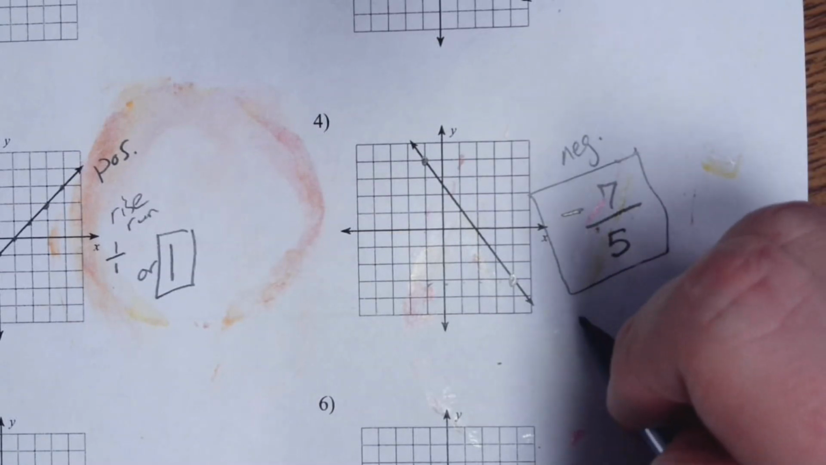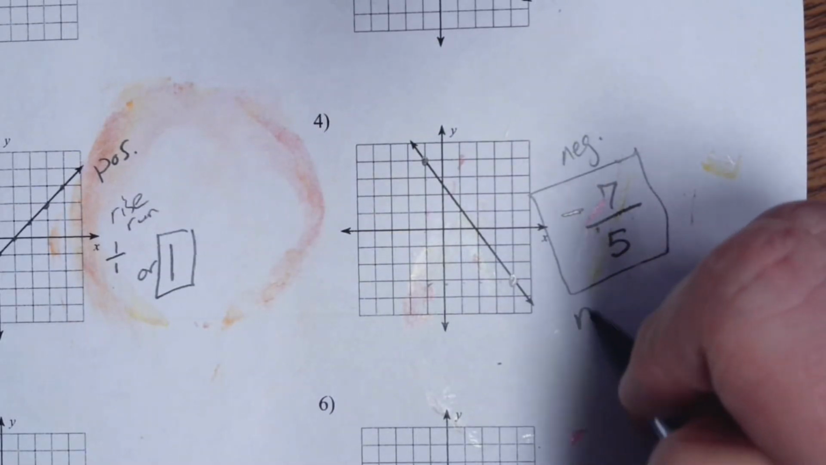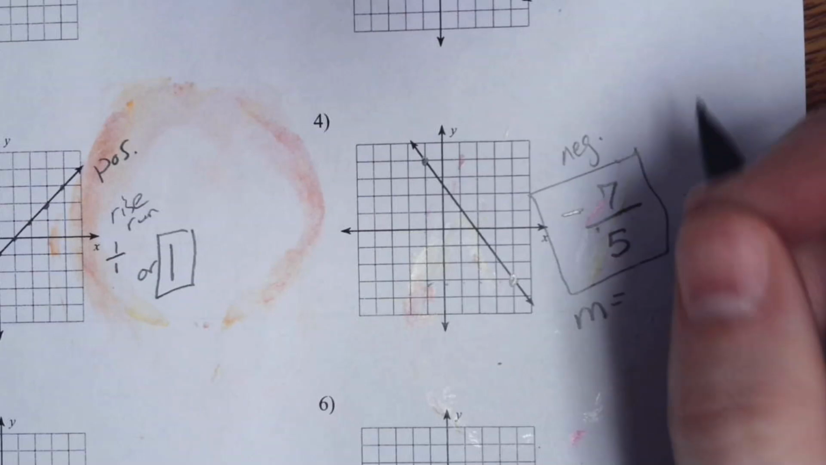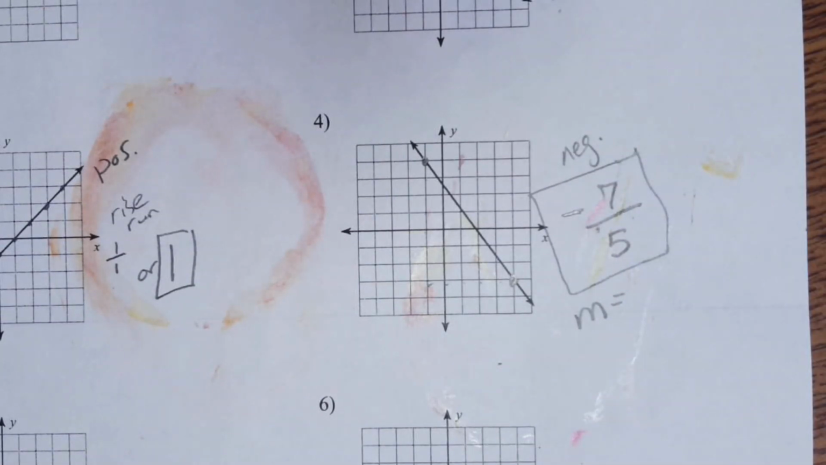Do remember as well, you can practice labeling them. Our slope, we use the letter M for slope. Go ahead and finish this assignment, and then check your answers with your teacher.